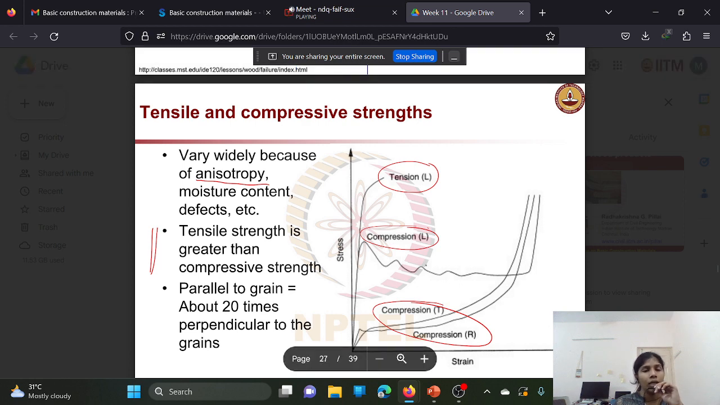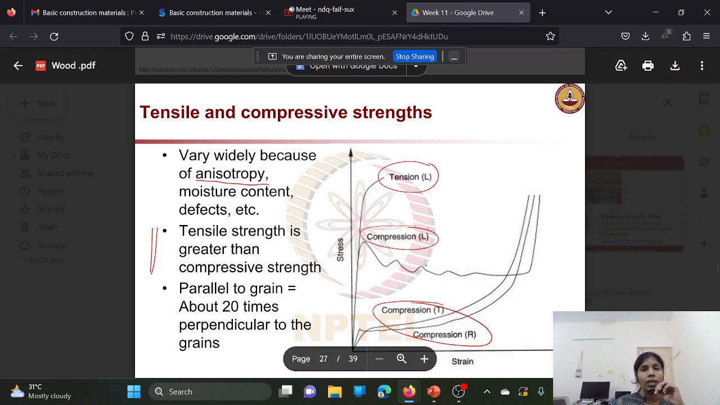When the load is applied parallel to the grains, the tensile strength is about 20 times more than the load when it is applied perpendicular to the grains.